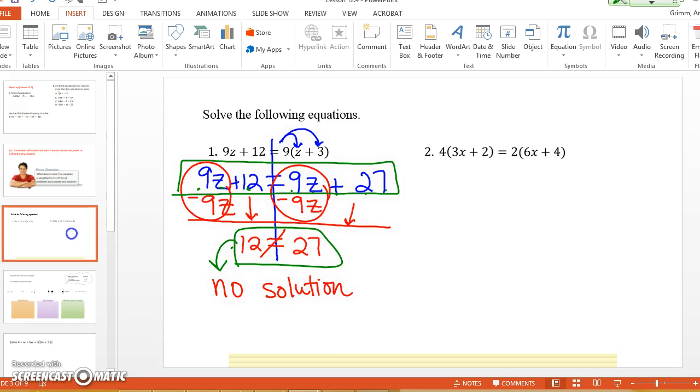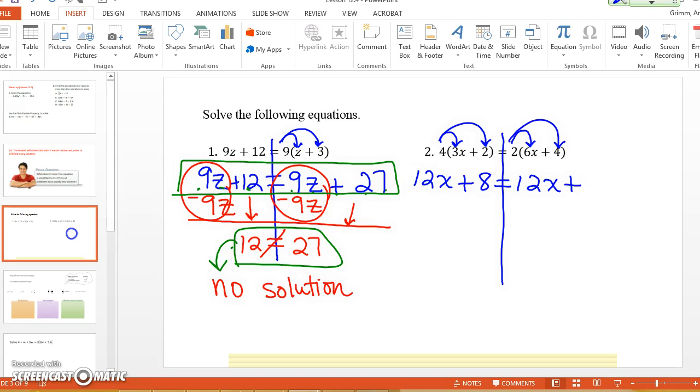So the next one has 2 parts I have to distribute. So 4 times 3x is 12x plus 4 times 2 is 8. 2 times 6x is 12x plus 2 times 4 is 8. That's exactly the same. Okay, now hold on. Let's go ahead and use the algebra for a second. The first thing I would do would be to subtract 12x. Subtract 12x, and the same thing happens again, except I drop down an 8 and I drop down an 8. That's true. 8 does equal 8.